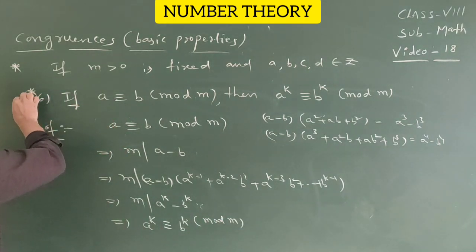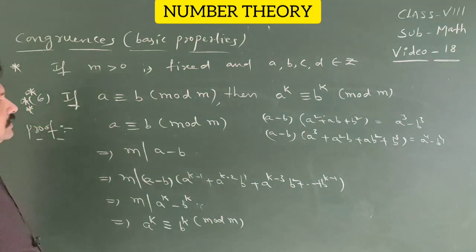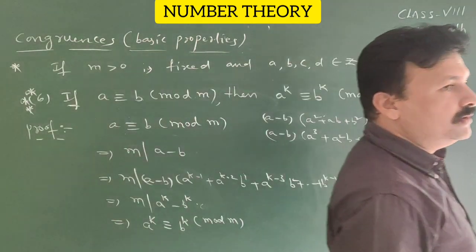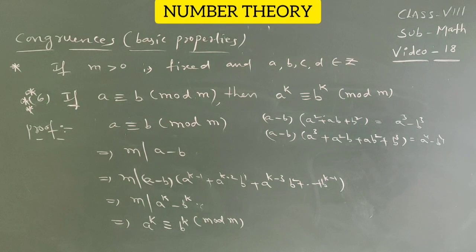Most of the problems in the next class we will do by using the last condition. Here they gave A is congruent to B to the mod M, then we can prove A power K congruent to B power K to the mod M.